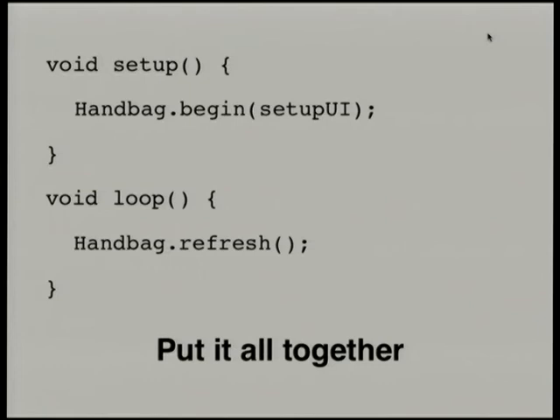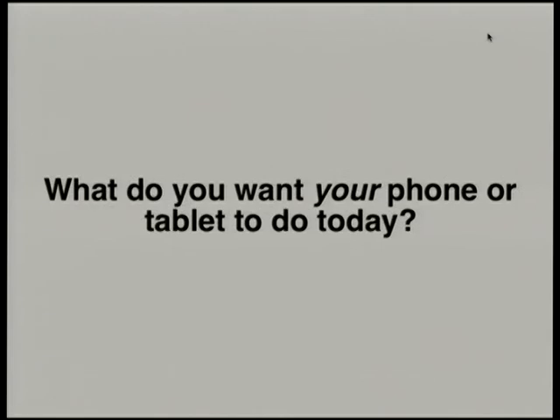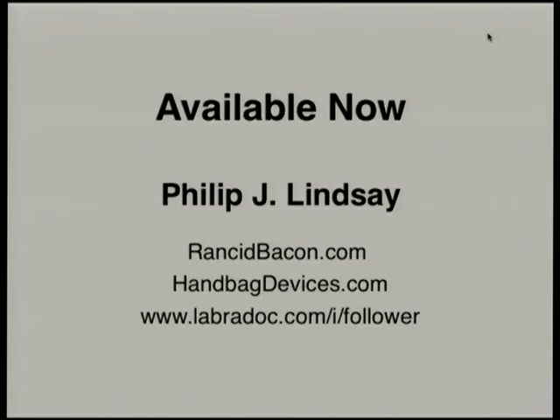You can see just from these examples, even having the ability to have text edit, label and buttons gives you quite a bit of flexibility in terms of functionality for a user interface. So the only other question is, what do you want to make your phone or tablet do today? All of this is open, licensed under an open source or free software license. It's up on GitHub. If you go to handbagdevices.com, it will take you to a page which lists how you can get started with this, and you can follow the project logs on my site, Labradoc.